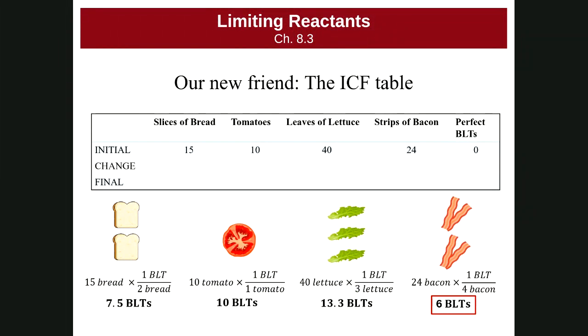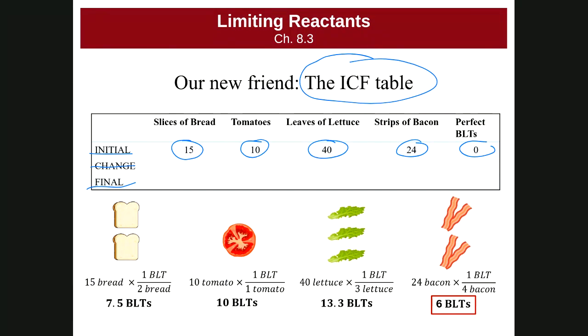All right, so I'm going to introduce you to something that will be very helpful in this process, the ICF table. So ICF stands for initial, change, final. Sorry, I crossed out change. I meant to underline it. All right, so you're going to write what you started with in the initial row. So we started with 15 slices of bread, 10 tomatoes, 40 leaves of lettuce in our head of lettuce, 24 strips of bacon, and we don't have any BLTs when we start. We're going to assemble our BLTs over time.